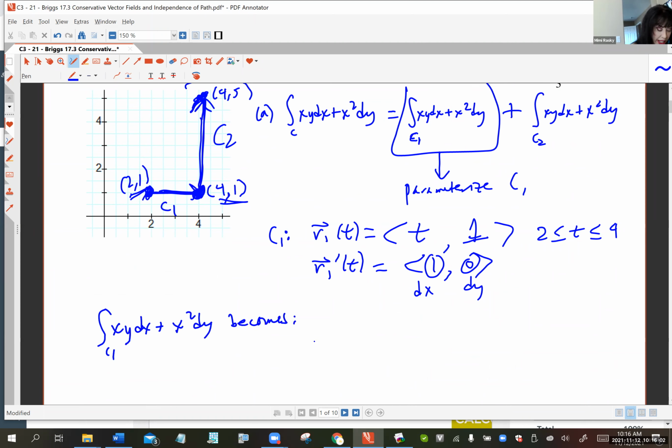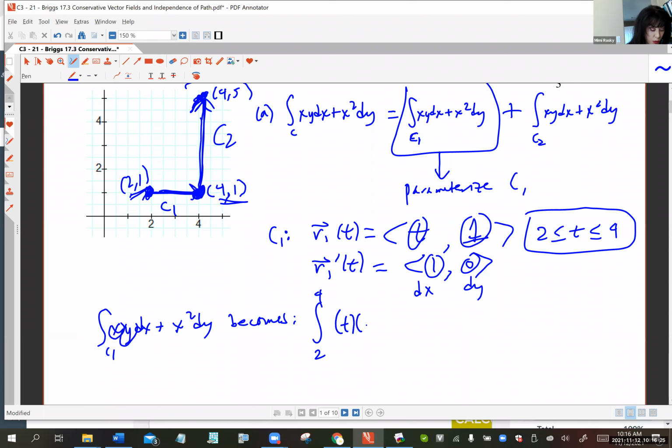It becomes a regular integral going from time 2 to 4 seconds. Well, how come 2 to 4 seconds? Because we deemed that the case when we parameterized the curve. And then the x and y's get replaced with the x component and y component that we cherry pick from the vector valued function. So x times y becomes t times 1.